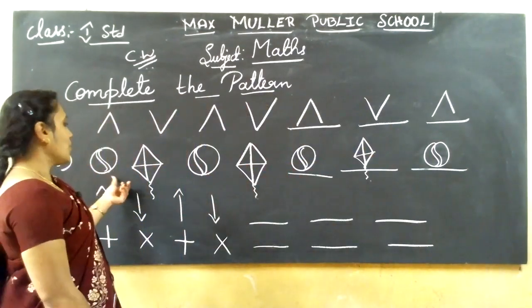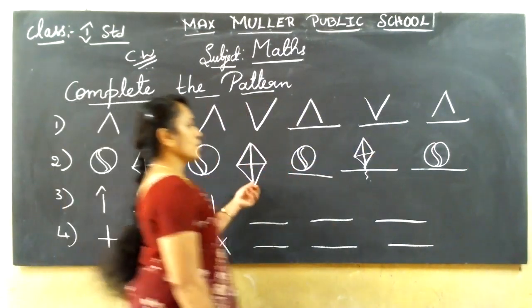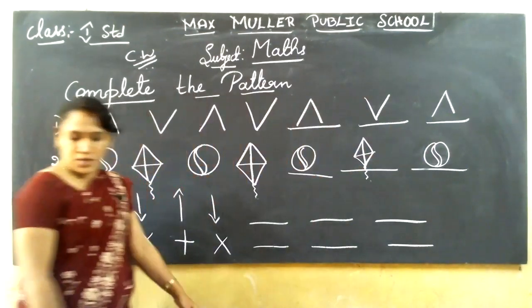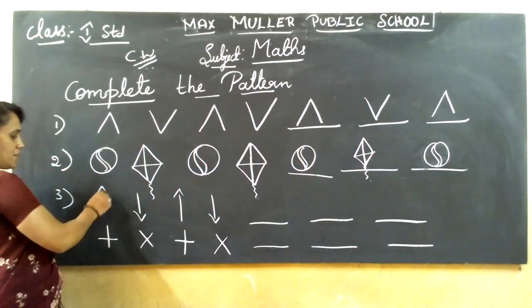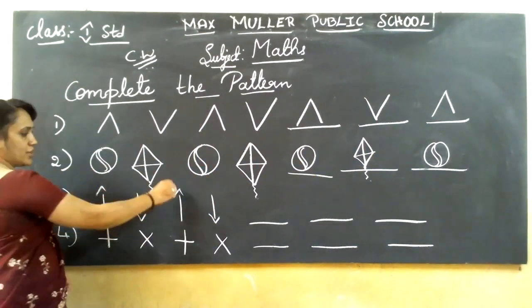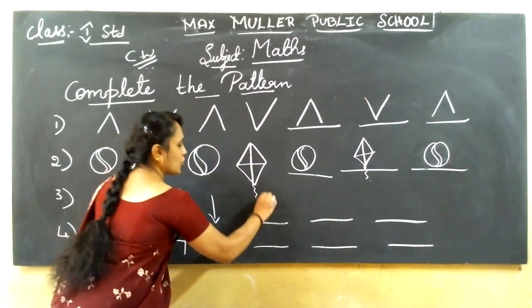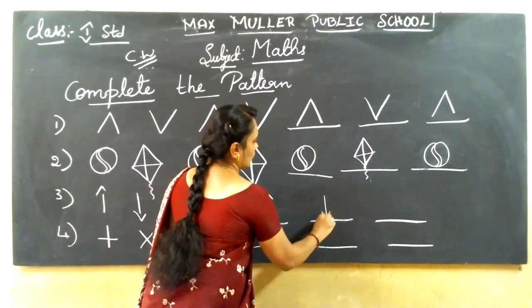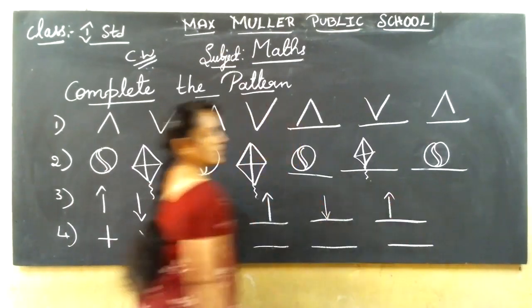The second picture: ball, kite, ball, kite, ball, kite, again ball. How many dashes are given? That many dashes you should see. Here also, arrow mark: upper, lower, upper, lower. Again, which one should I draw? Here low is there. Draw upper, again low, here upper.